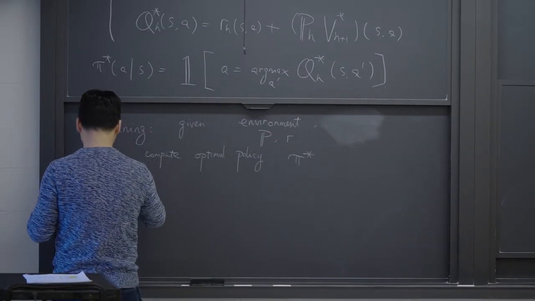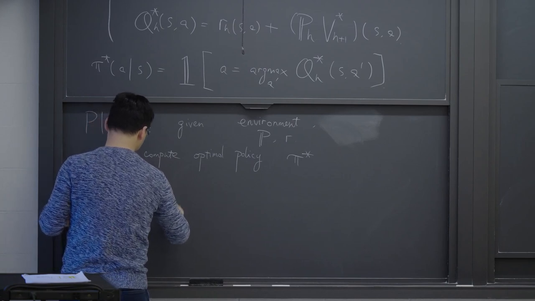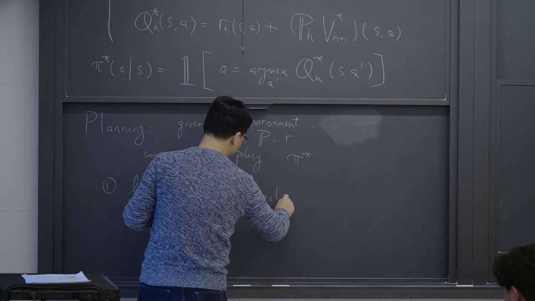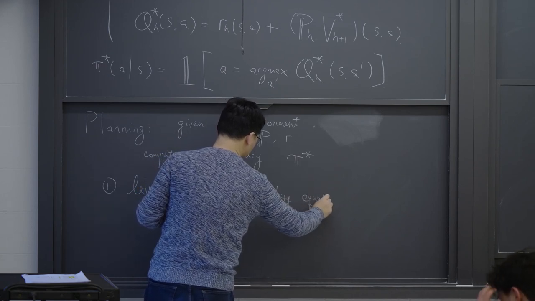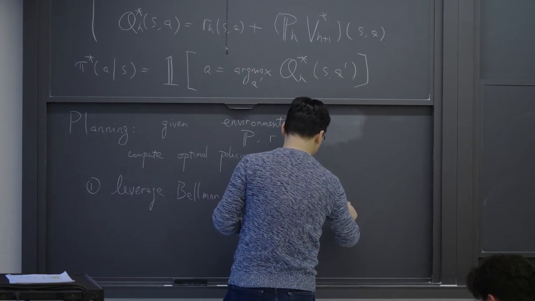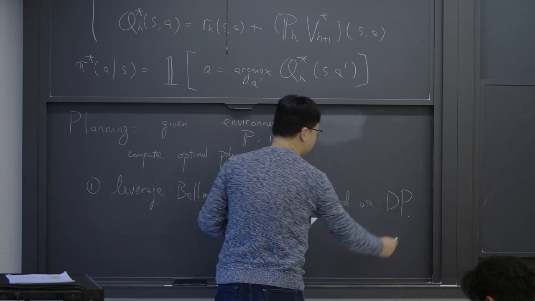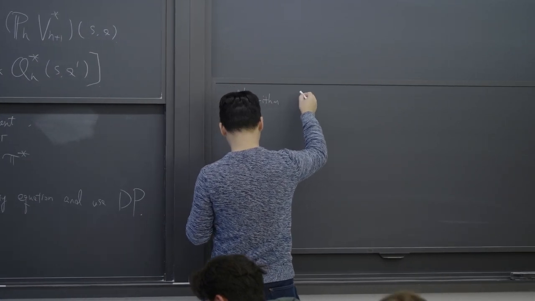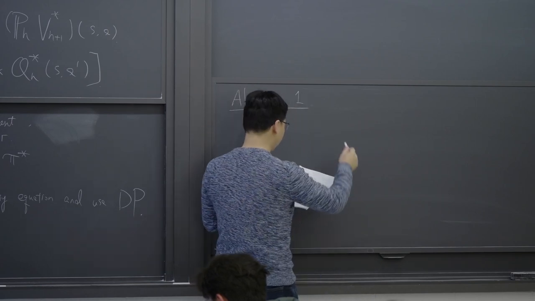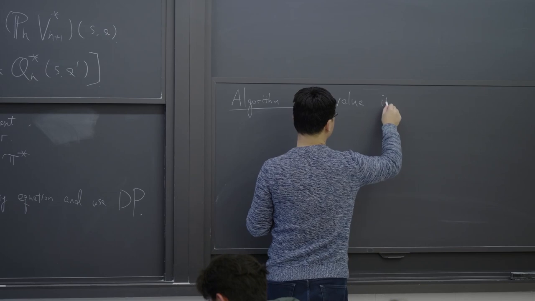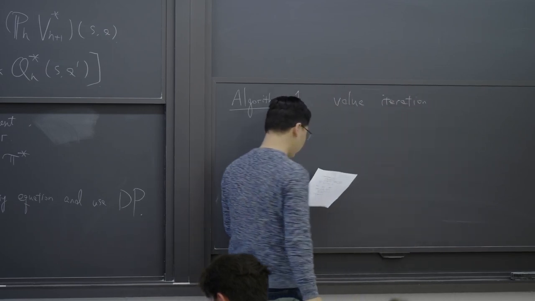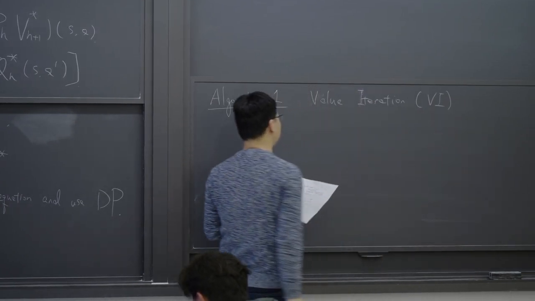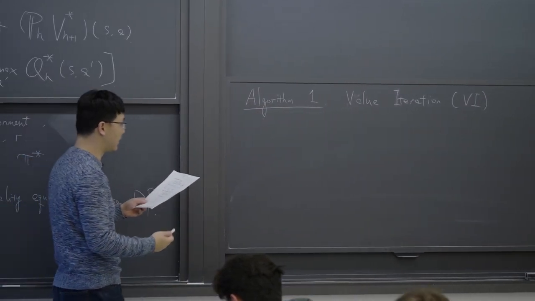So the first idea is basically to leverage the Bellman optimality equation and use dynamic programming, which I will just shorten to DP. Okay. So the algorithm, again, is also very simple. Let's call it algorithm one of today. It's called value iteration, so we just call it VI. It turns out this value iteration is a very important algorithm we will see throughout this class.